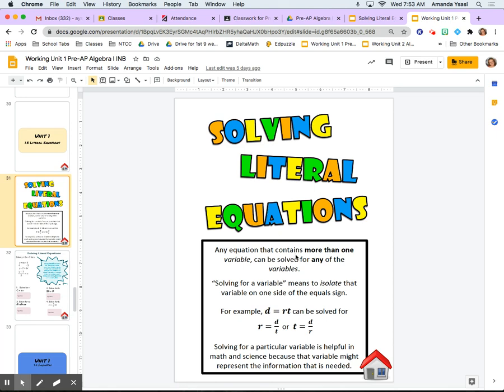Any equation that contains more than one variable can be solved for any of the variables. Solving for a variable means to isolate that variable on one side of the equal sign. For example, we have d equals rt, distance equals rate times time. It can be solved for rate by doing d divided by t, or time by doing d divided by r. Solving for a particular variable is helpful in math and science because that variable might represent the information that is needed. So basically, we're manipulating equations to solve for one of the variables.